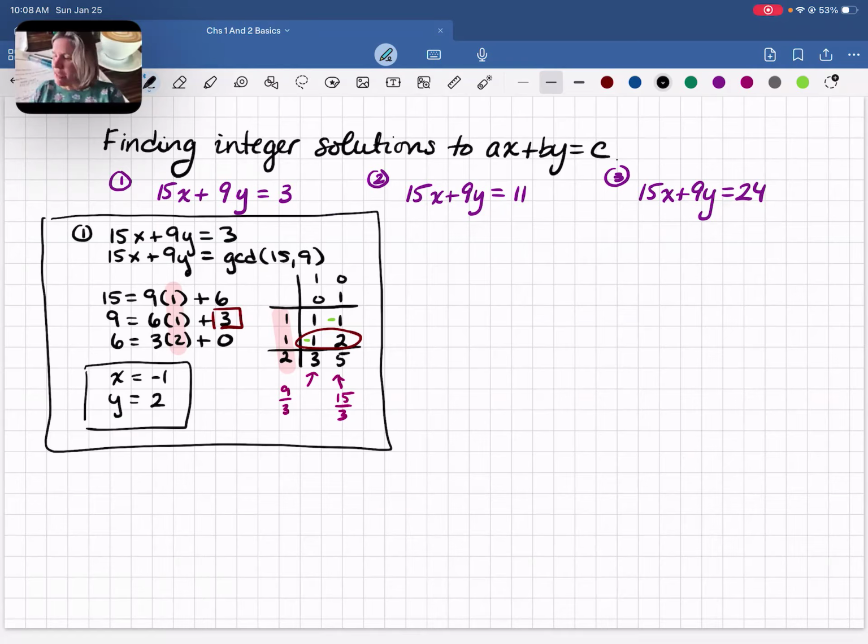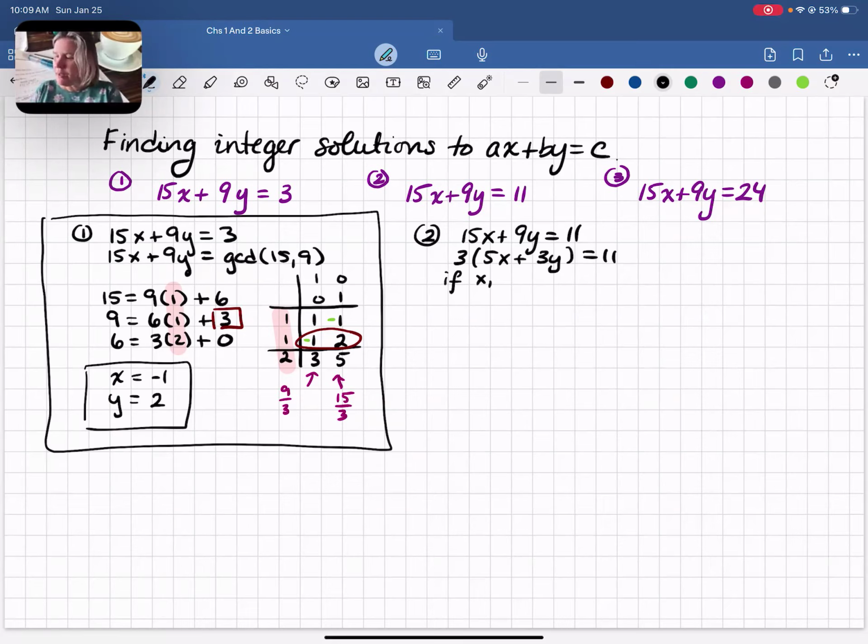All right, now for the second one, 15x plus 9y equals 11. Well, let's think about that one for a little bit. The GCD of 15 and 9 is 3, so I can factor a 3 out of the left-hand side. So I get 3 times (5x plus 3y) equals 11. Now, if I had integer values of x and y, then this would look like 3 times an integer equals 11.